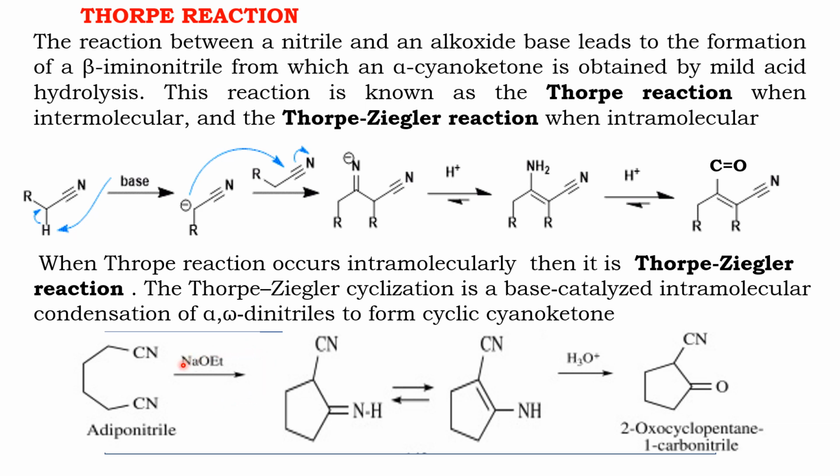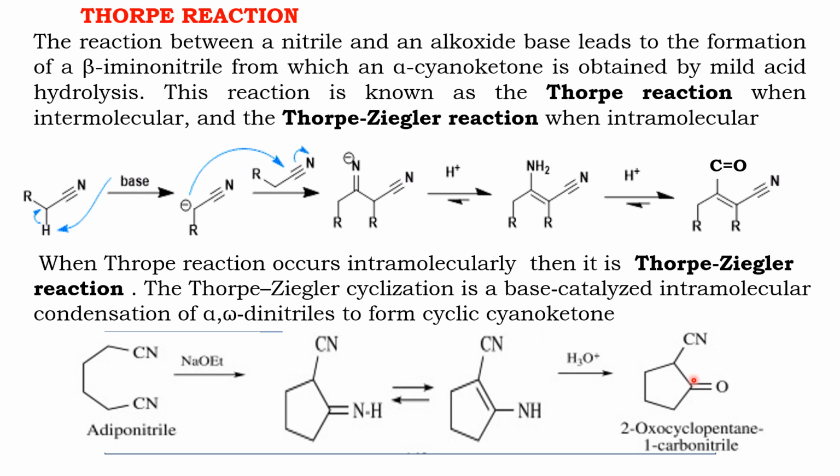I am using a base here. Write down along with me. I am using a base here, NaOEt, sodium ethoxide, so that a cyclic iminonitrile is formed, which on hydrolysis gives a cyclic cyanoketone. See here, a ring has formed and there is a CN group at the alpha position. So we can say alpha cyano cyclic ketone. This reaction is called Thorpe-Ziegler reaction.